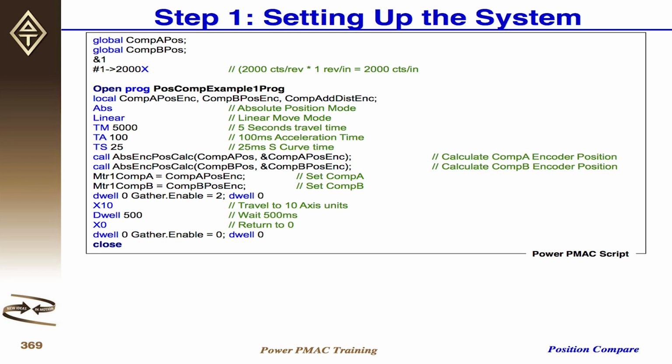And this is the first slide that you guys are going to copy and download next. We're setting up in coordinate system 1. Motor 1 is going to be our x-axis. And in this program, all we're doing is calculating our position compare A and B values using that subprogram from the previous slide. We're setting those in the proper registers, and then we're just going to move the motor out to 10 inches and back.